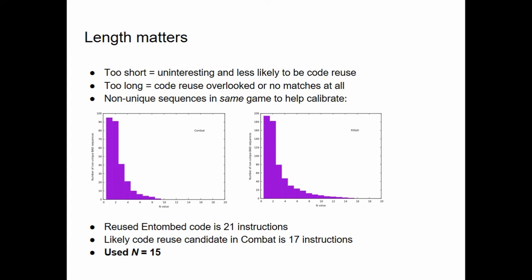Now, that gives me a lower bound. At the other end, that excerpt I showed you from Entombed, my system should be able to find that, and that was 21 instructions. And taking all these constraints into account, I use in the end a value of n equal 15.